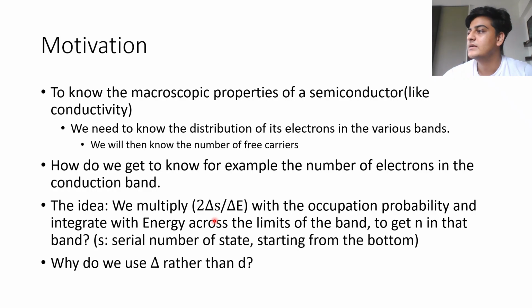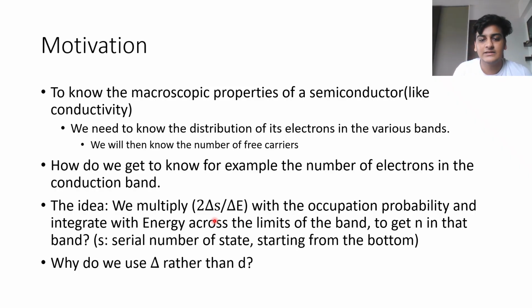So if in 0.1 electron volts I have 10 states, then my ΔS/ΔE will be 100, 10 upon 0.1. So 100 states per eV, and each state has a duplicate state which will allow the opposite spin of the electron. That's why you multiply by 2. So essentially what that means is that I can fill in 200 electrons per electron volt, or per any unit of energy, 200 electrons per joule.